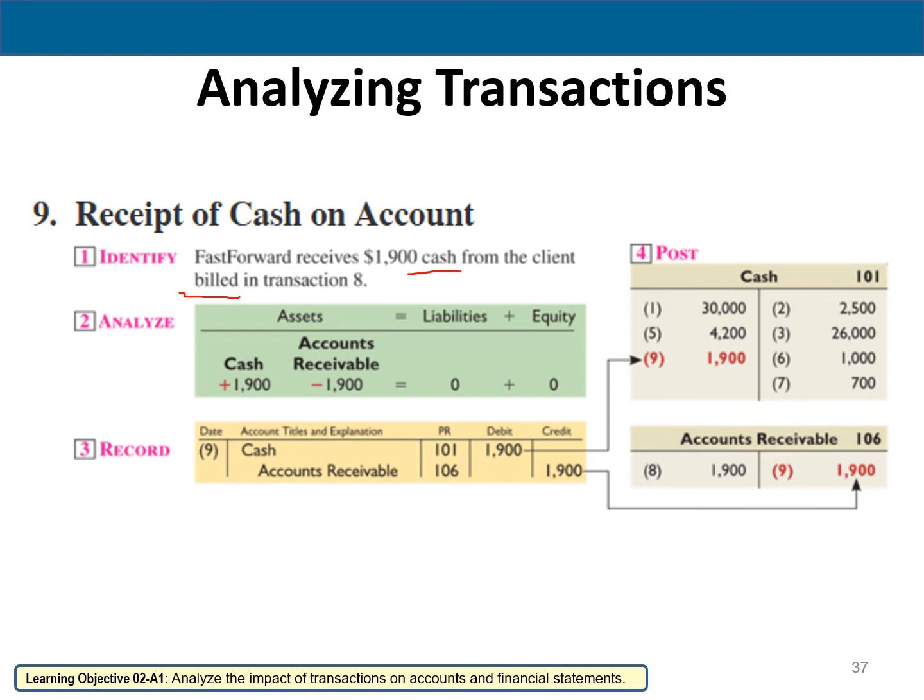So both of those are asset accounts. And so in order to increase our asset account cash, do we debit or do we credit? We debit, that's right. In order to decrease our accounts receivable asset account, we credit $1,900. And then we post our transactions to the general ledger. So you post your credits on the right side and your debits on the left side.